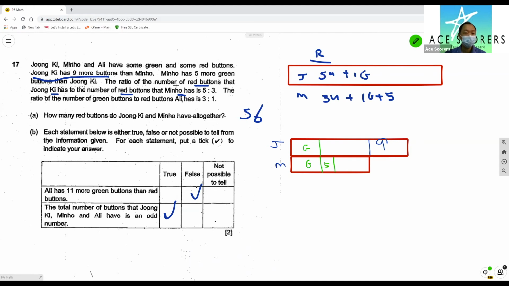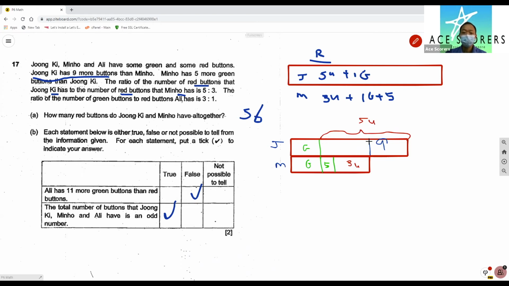Next, the ratio of red that Junkie has to the number of red that Ming Ho has is 5 is to 3. Now where are the rest of the red? This is how many units? Junkie, how many units? 5, right? This is 5U. And then here, how many units? 3U. So 5U includes the 9. 3U is just 3U.